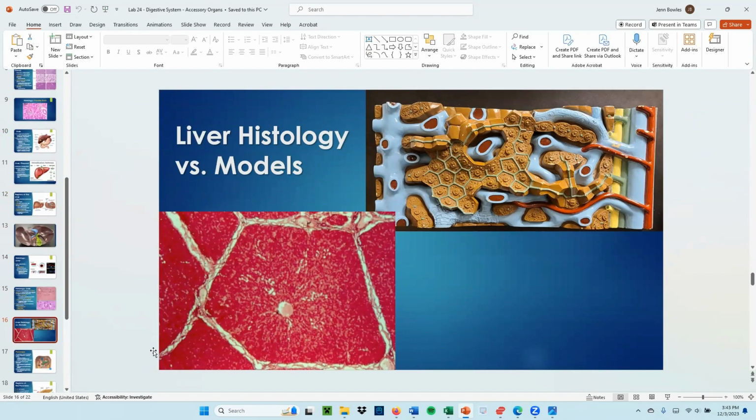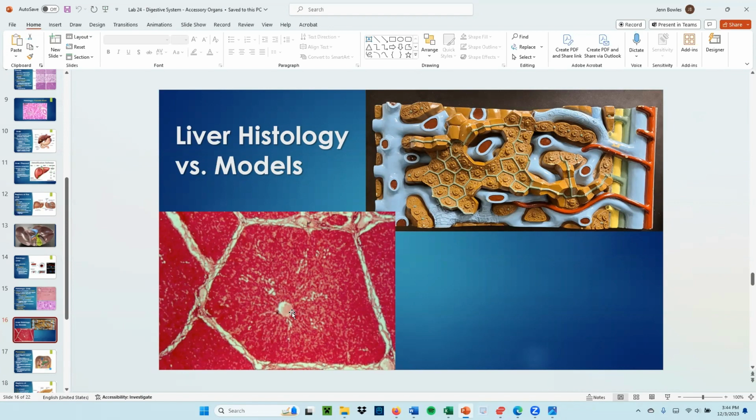Mhm. So there is a liver plaque and there is also a liver slide. So the plaque is a little more zoomed in. What we have on the slide is the main kind of unit of the liver, which is the liver lobule. That guy is roughly hexagonal in shape, and all of them are always going to have a central vein.